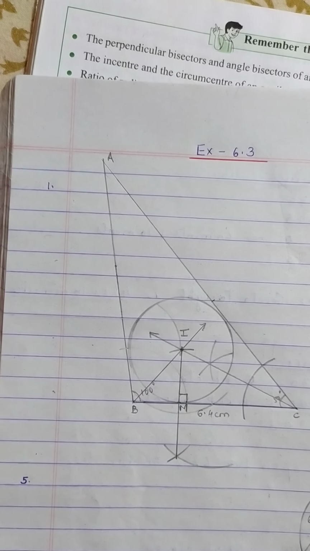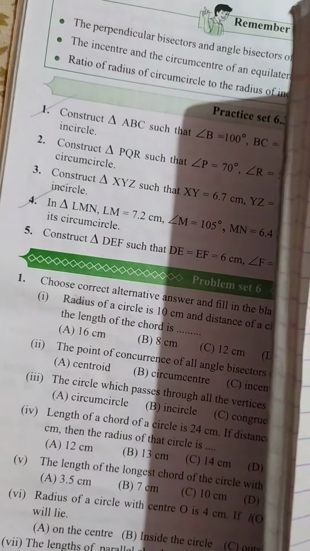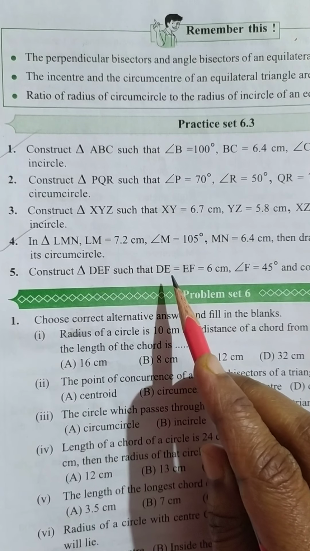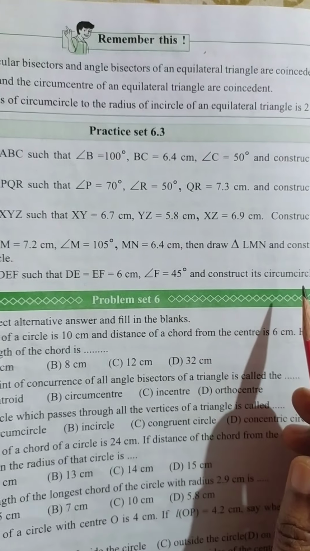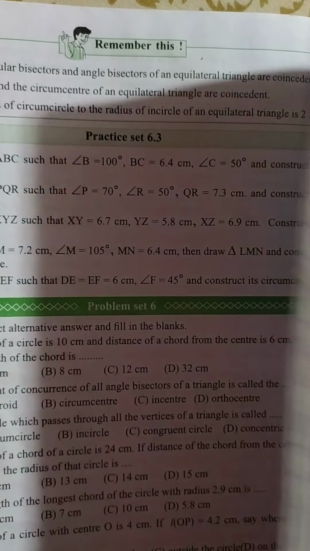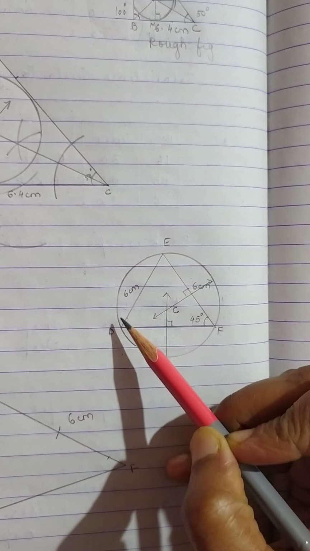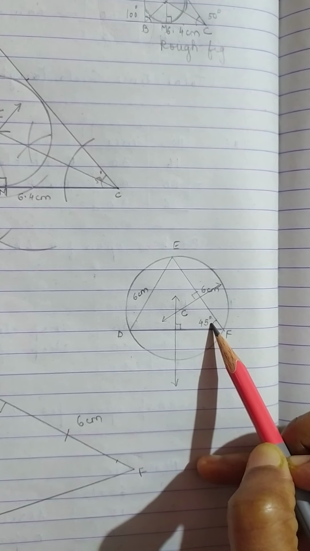Okay, coming to question number 5, I am going to show you two questions from this exercise. Question number 5 is: consider triangle DEF such that DE equal to EF is 6 cm, angle F is 45 degrees, construct its circumcircle. I'll show you how to draw the circumcircle. Now this again is a rough figure. Now DE equal to EF is 6 cm. This angle is 45 degrees.